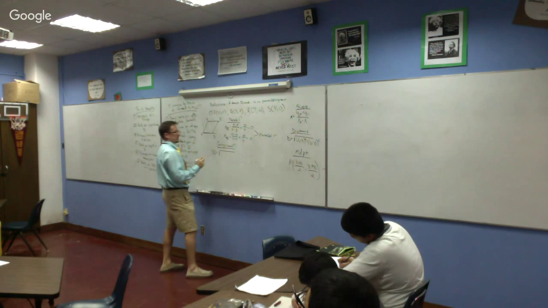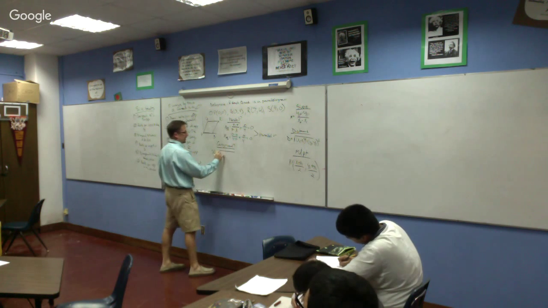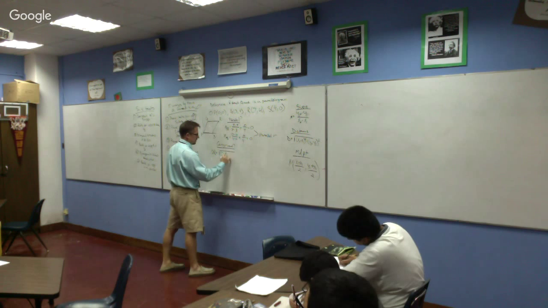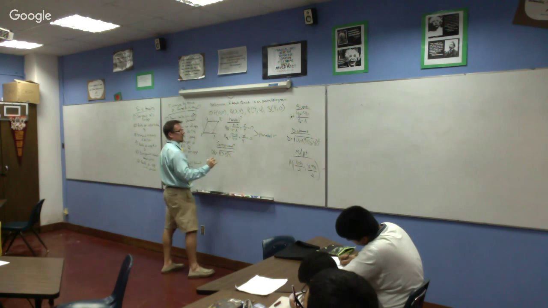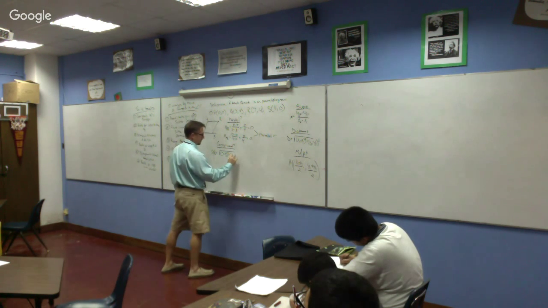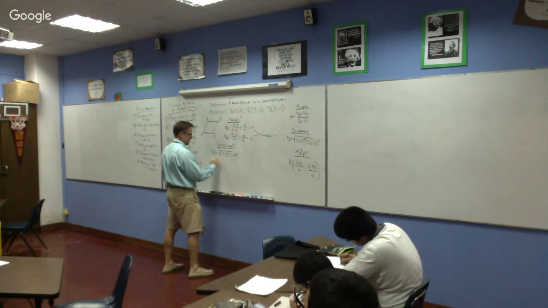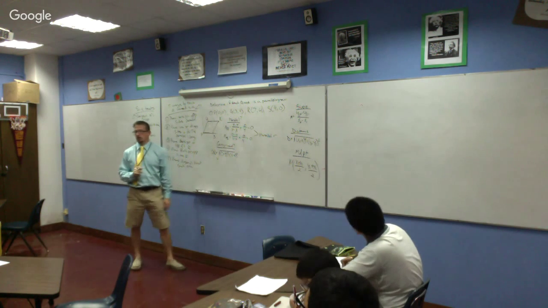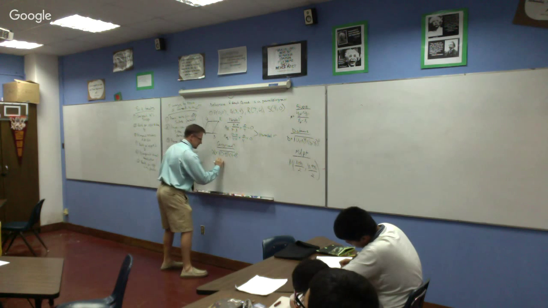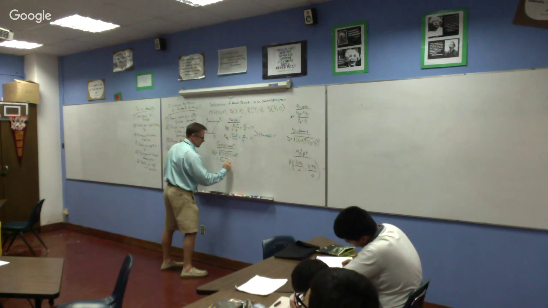X2 minus X1, what's X2? 7. 7 minus 3 squared plus 4 minus 4 squared. Well, 7 minus 3 is 4. 4 squared is 16. 4 minus 4 is 0. 0 squared is 0. 16 plus 0 is 16. Square root of 16.